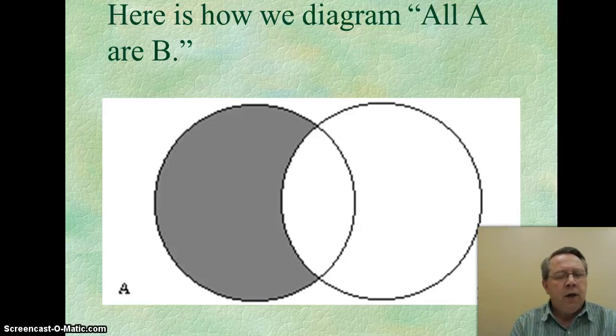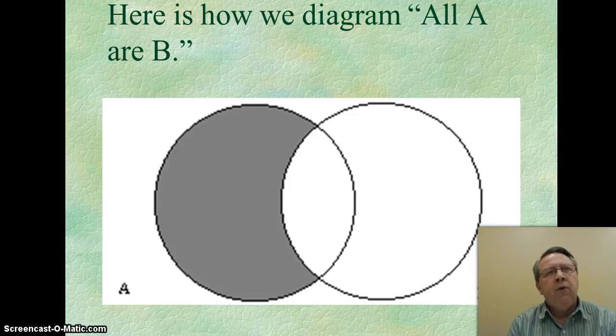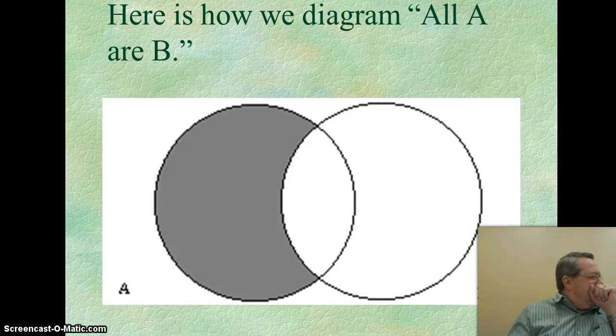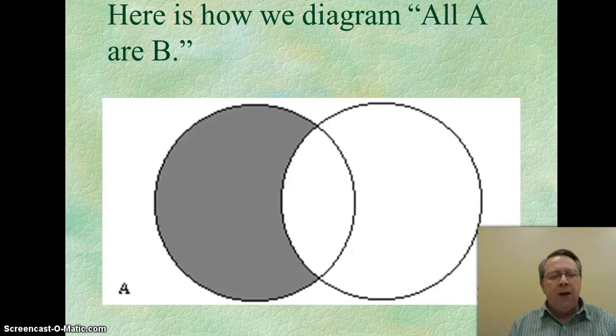On the right side where B is, put M. And what we're going to do is give you the statement, all dogs are mammals. It's impossible for there to be a dog that's not a mammal.